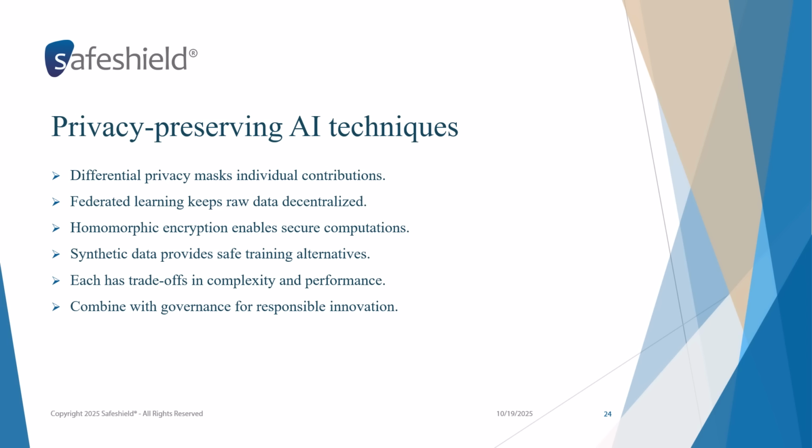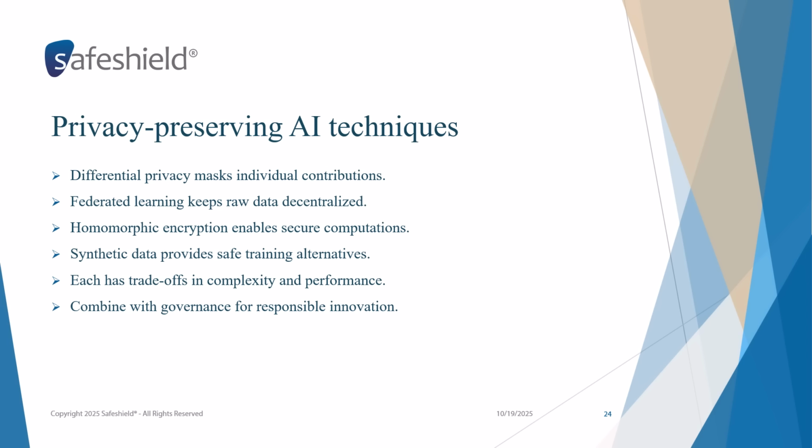Homomorphic encryption enables computations to be performed on encrypted data without decrypting it first. While computationally intensive, it offers strong protection for highly sensitive use cases. Synthetic data is another option. By generating artificial datasets that mimic real data, organizations can test or train models without exposing actual personal information.